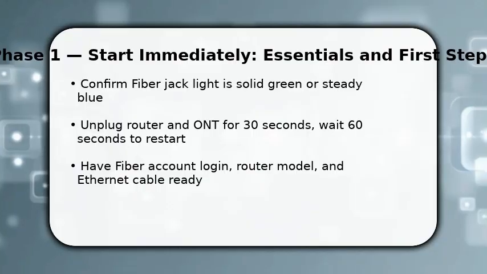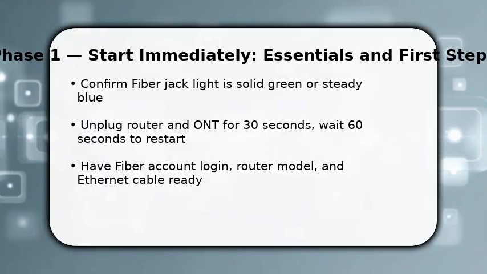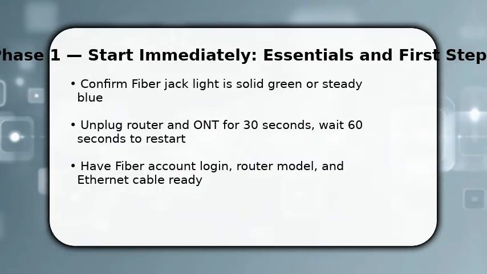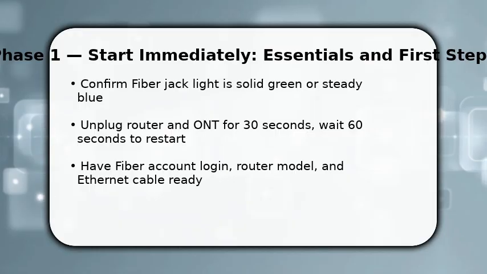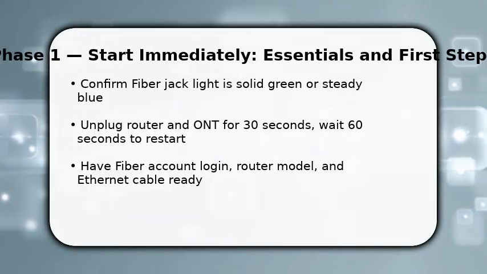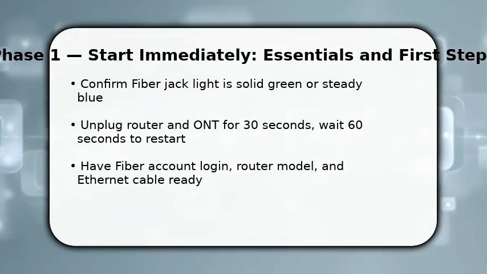Enjoy the video. You start by confirming the fiber connection and reducing variables. Check the ONT or fiber jack light. If it's not steady, power cycle the ONT. Next, unplug Google Fiber router and ONT for 30 seconds, then wait a full minute before powering on the ONT first, then the router. This clears transient firmware and sync issues.